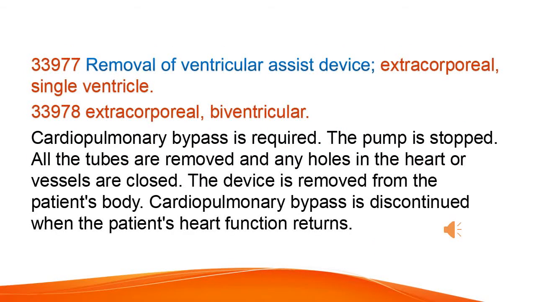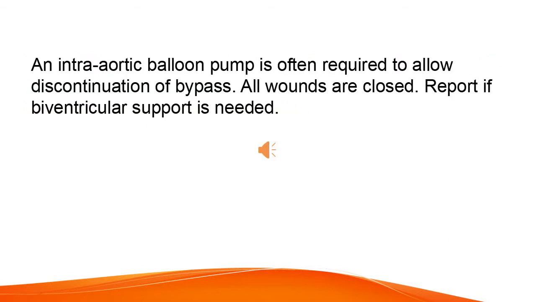Removal of ventricular assist device, extracorporeal, single ventricle. Extracorporeal, biventricular. Cardiopulmonary bypass is required. The pump is stopped. All the tubes are removed and any holes in the heart or vessels are closed. The device is removed from the patient's body. Cardiopulmonary bypass is discontinued when the patient's heart function returns. An intra-aortic balloon pump is often required to allow discontinuation of bypass. All wounds are closed. Report if biventricular support is needed.